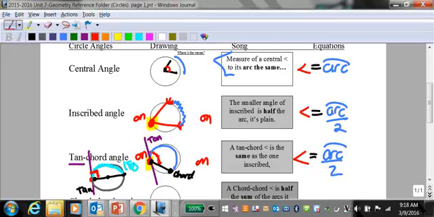Measure of a central angle to its arc the same. The smaller angle of inscribed is half the arc its plane. A tan chord angle is the same as the one inscribed.